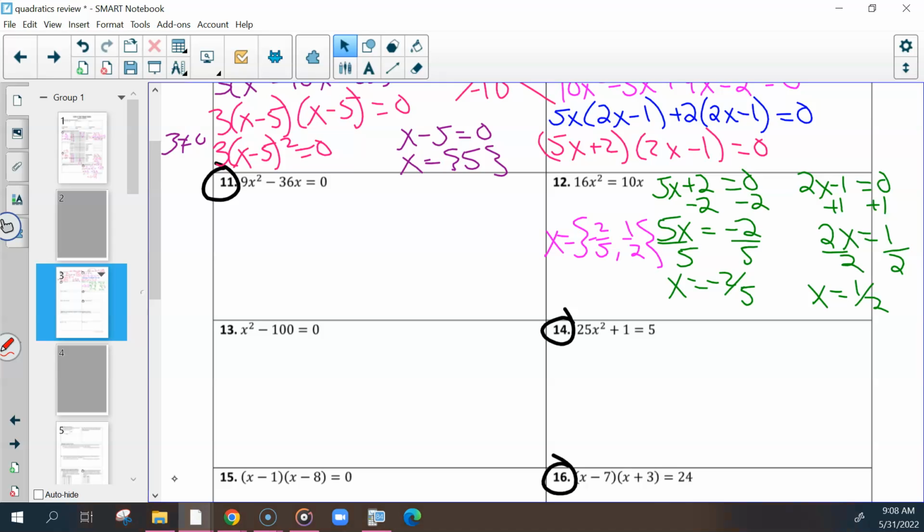Number 9. How would we factor this? Wait, what? I'm sorry. It has a 9 in it. Number 11. How would we factor that? Divide by 9. 9 and x. So the GCF here is 9x. We divide that out. What's left? There is nothing else we can do to either of these. So at this point, we could set both factors equal to 0 and solve.